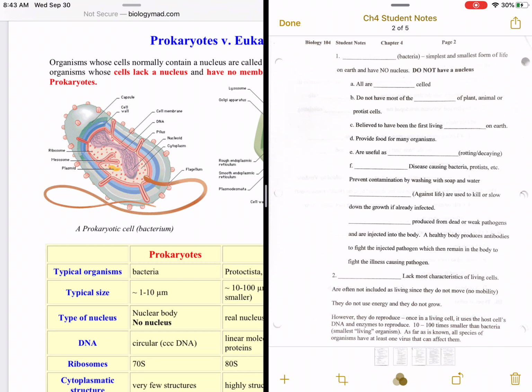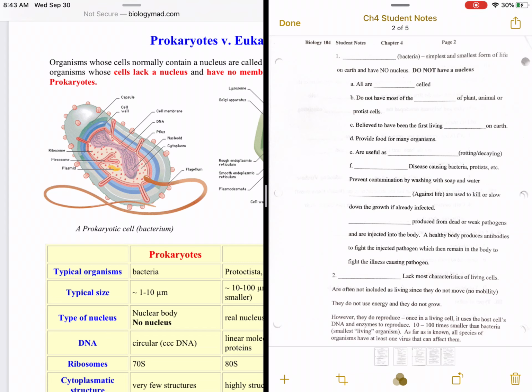And a healthy body produces antibodies to fight the infected pathogen, which then remain in the body to fight the illness. So you get part of either a weak or a dead pathogen depending on the type of vaccine, and then your body learns to fight against it.